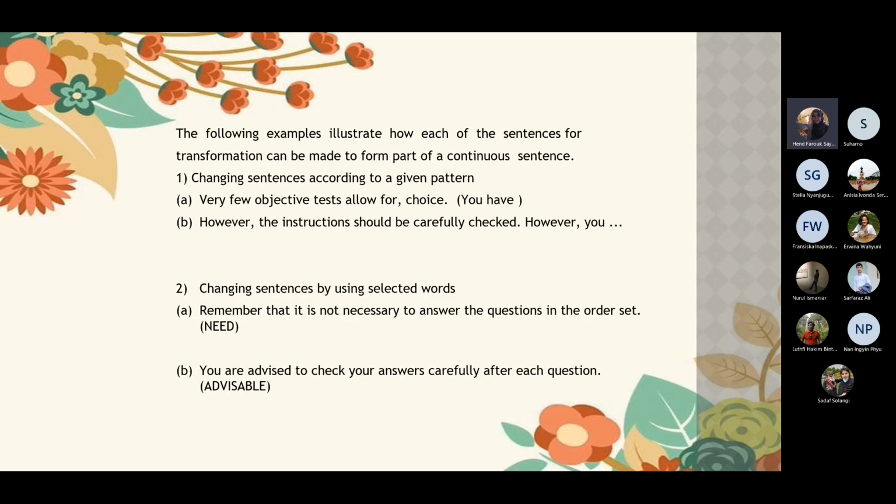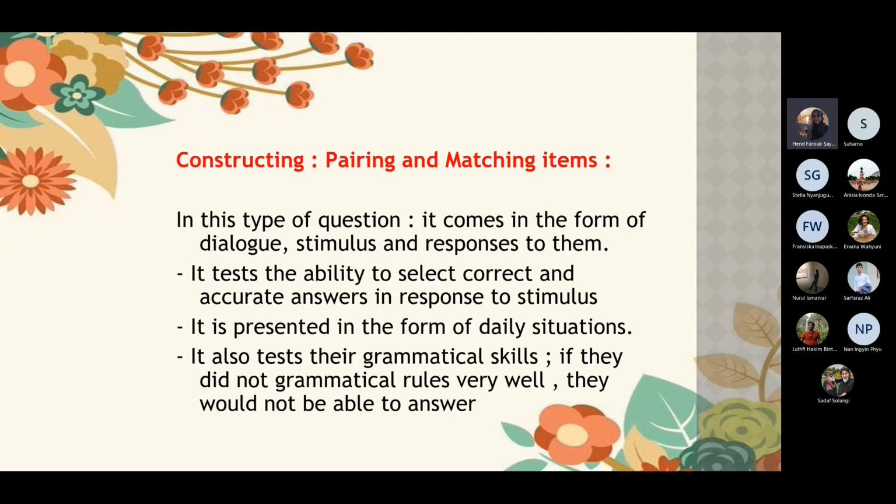That was the last slide, please. Already said that, yes.